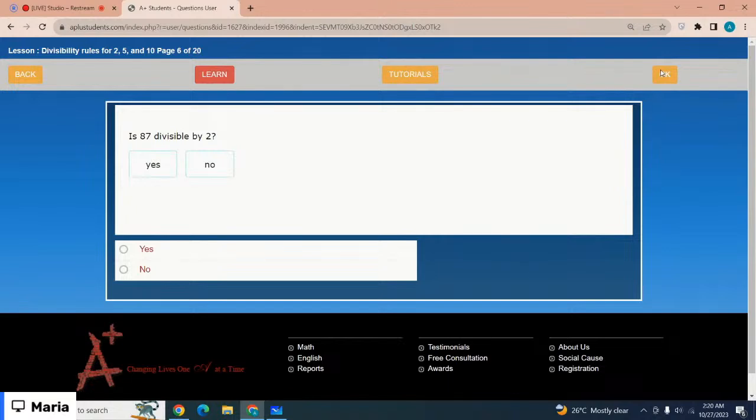No, 87 is not divisible by 2, right? 7 is not an even number, so the correct option is no.